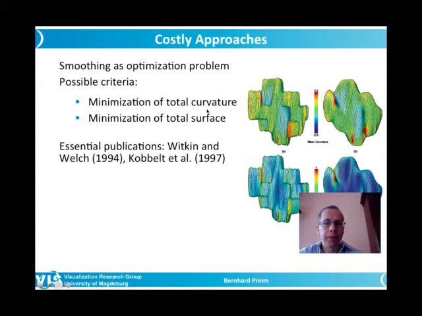You could either minimize total curvature or total surface area, because a bumpy surface also has a higher surface area, which is not desirable. So these are approaches that are quite computationally intensive, but they lead to generally good results. Depends a bit on which kind of optimizer is used, but in general this is quite good.